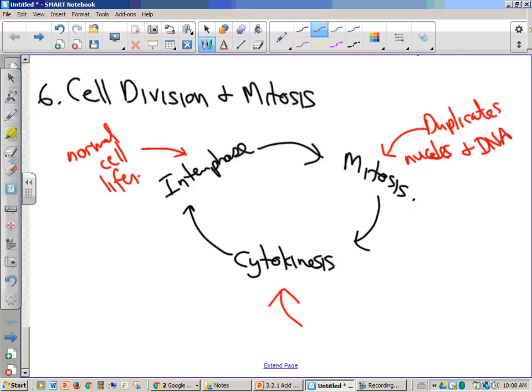Cytokinesis. What happens during cytokinesis? What is happening there? This cell actually splits, right? So once we've got the duplicate nucleus, we can split the cell. So this is the splitting of the cell, or splitting of the cytoplasm. Cytoplasm. Hence it's called cytokinesis. The cytoplasm is being cut.